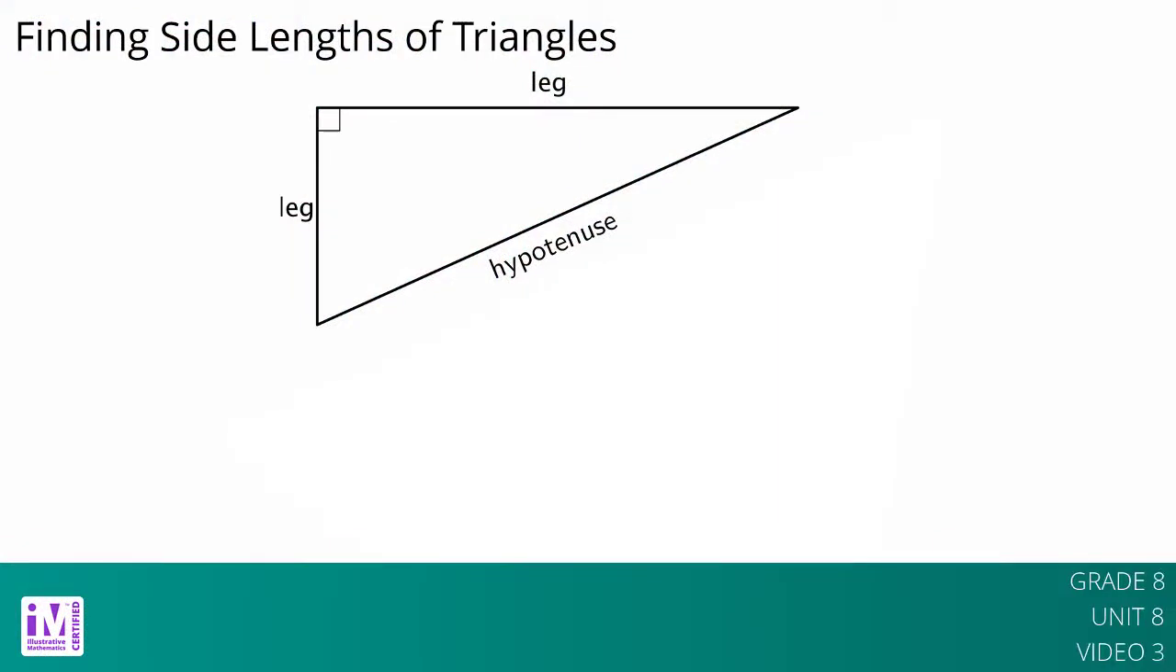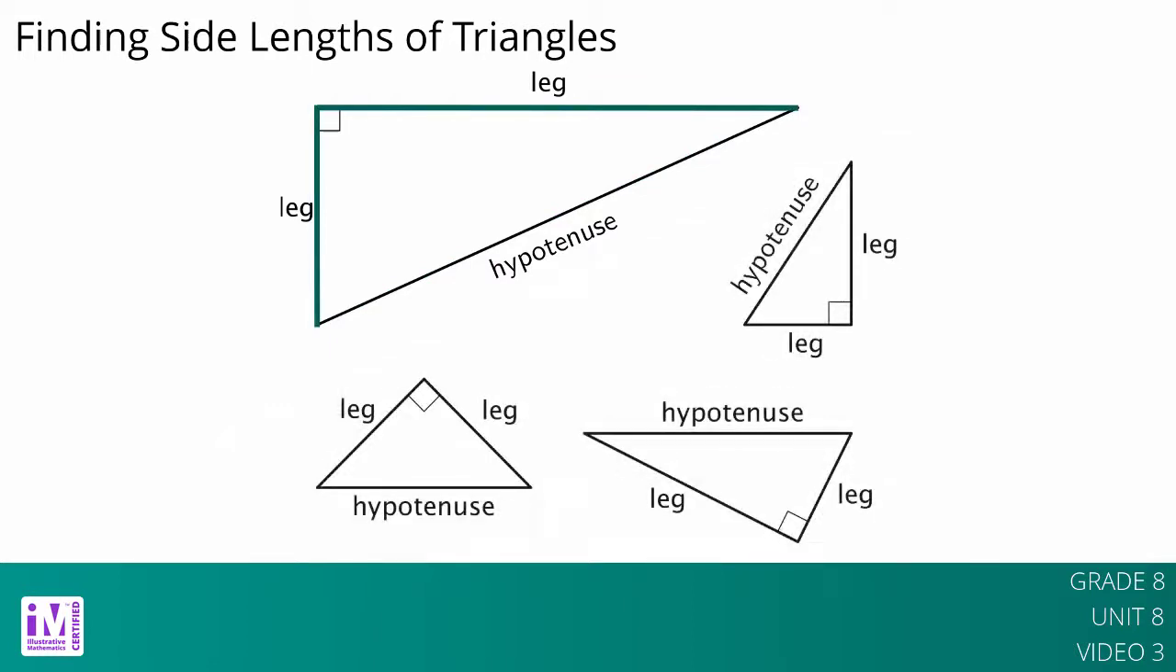A right triangle is a triangle with a right angle. In a right triangle, the side opposite the right angle is called the hypotenuse, and the two other sides are called its legs. Here are some right triangles with the hypotenuse and legs labeled.